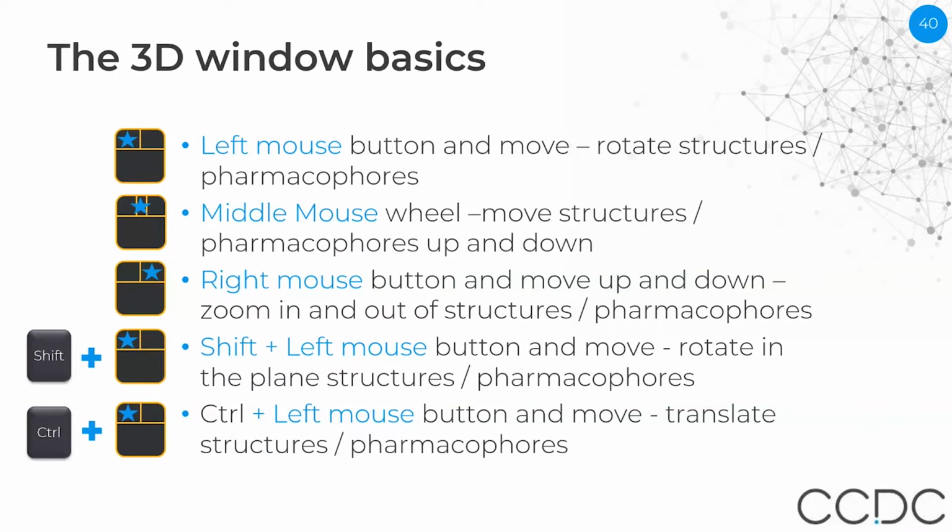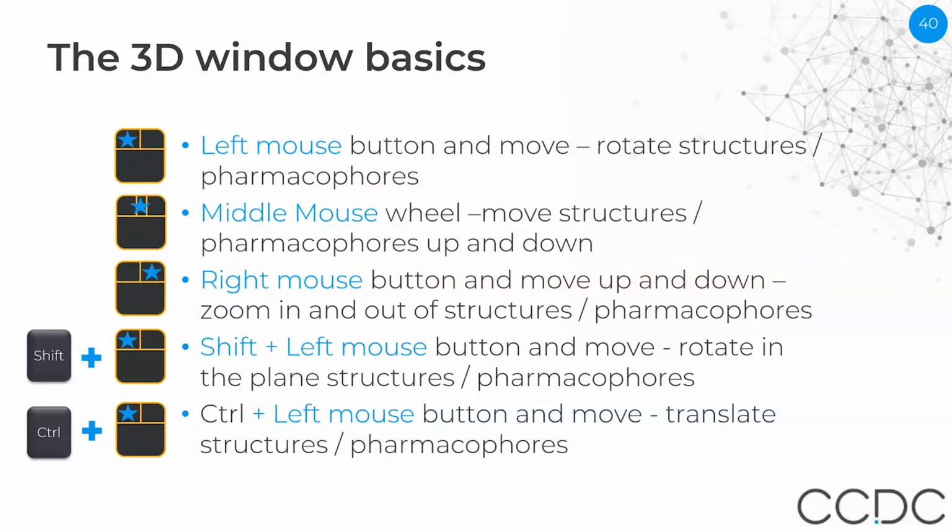In the next slide, we see some of the basics to move your structures and pharmacophores in the 3D window. If you click with the left mouse button and move, you will rotate your structures and pharmacophores. If you use the middle mouse wheel, you can move your structures and pharmacophores up and down. The right mouse button, click and hold and move up and down, works as a zoom.